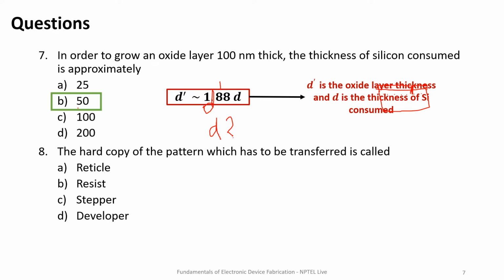No. You can try once more. Yeah, that's the correct answer. So the hard copy of the pattern means that this particular pattern is then given onto the wafer, and this particular hard copy or the mask is also known as the reticle. So reticle or a mask will be the answer for this question.